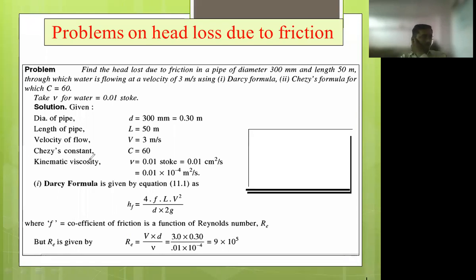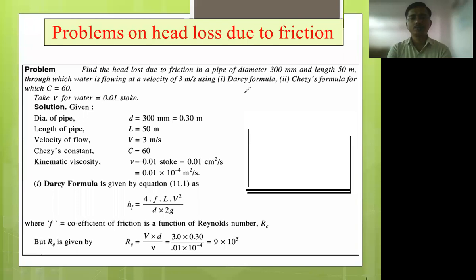Diameter of the pipe is equal to 0.30. Then length of pipe L is equal to, then velocity of flow, then Chezy's constant, then kinematic viscosity nu is equal to 0.01 Stoke.